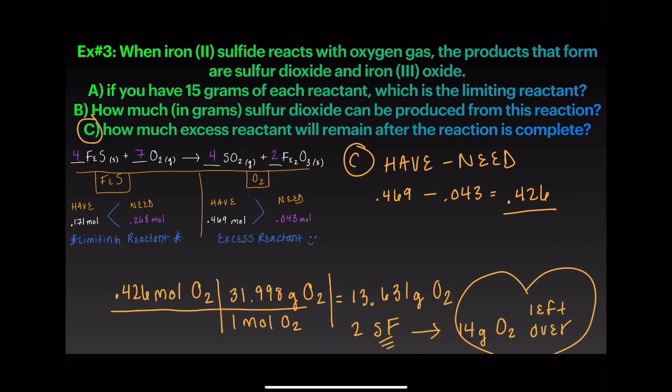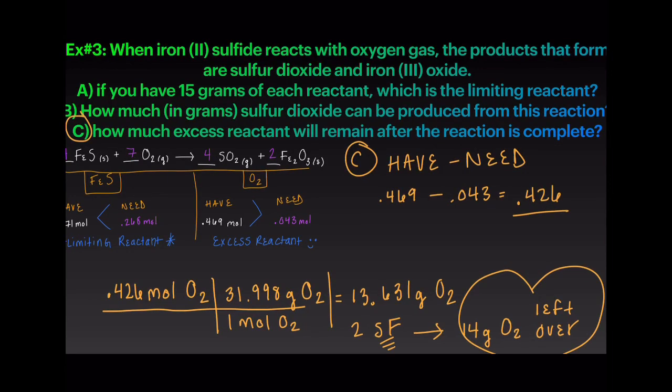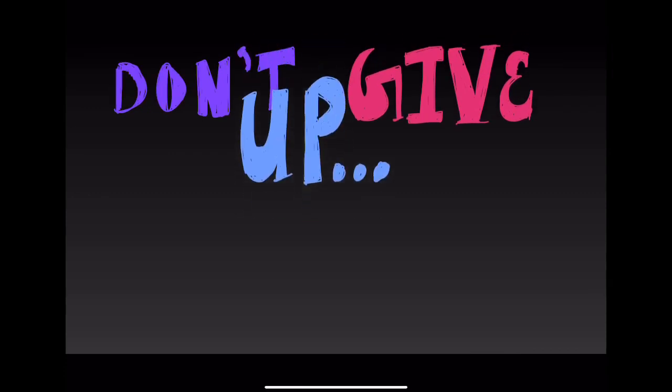Now letter C, we just need to figure out how many grams we'll have left over. Like I said, it's really easy. We just subtract the need number from the have number. That's how I got 0.426. We're going to convert 0.426 moles of oxygen into grams, and that's it.